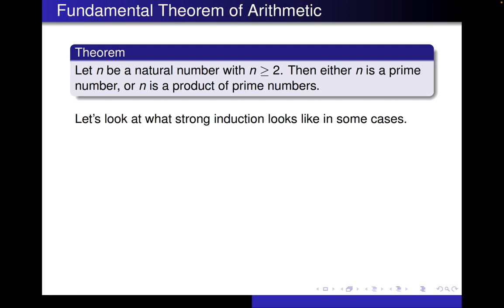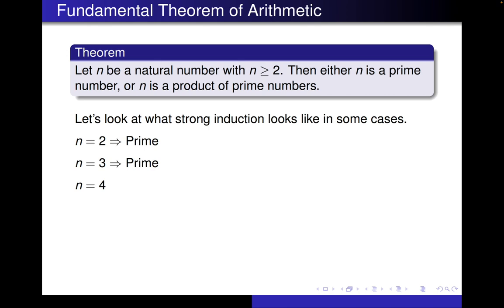So let's look at what strong induction looks like in some cases. So I'm going to use strong induction reasoning so we get an idea of what the proof is going to look like. So for n equals 2, well, that's our base case, right? n equals 2, 2 is prime, so we're done. n equals 3, that one's also prime. Can't say much more than that, it's prime. n equals 4 is the first interesting one, because that is the first one that is not prime.